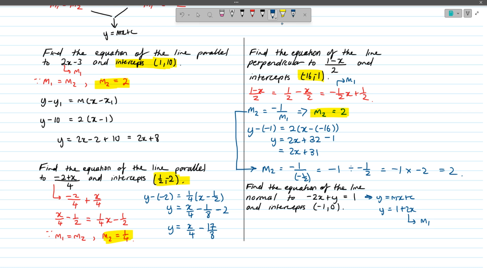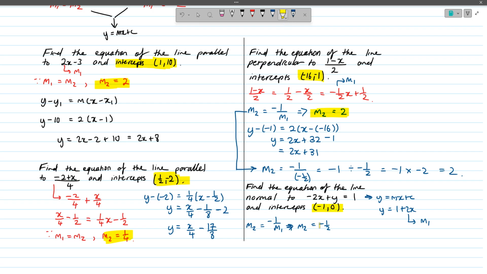Now, if we're looking for the line that's normal, that means we're looking for the line that's perpendicular. We would say that m2 is equal to negative 1 over m1. And because of that, we realistically just flip and make it negative. We know that m2 is going to be negative half. You take 2, you flip it, that's 2 over 1, which becomes 1 over 2, and then you make it negative, which is negative half.